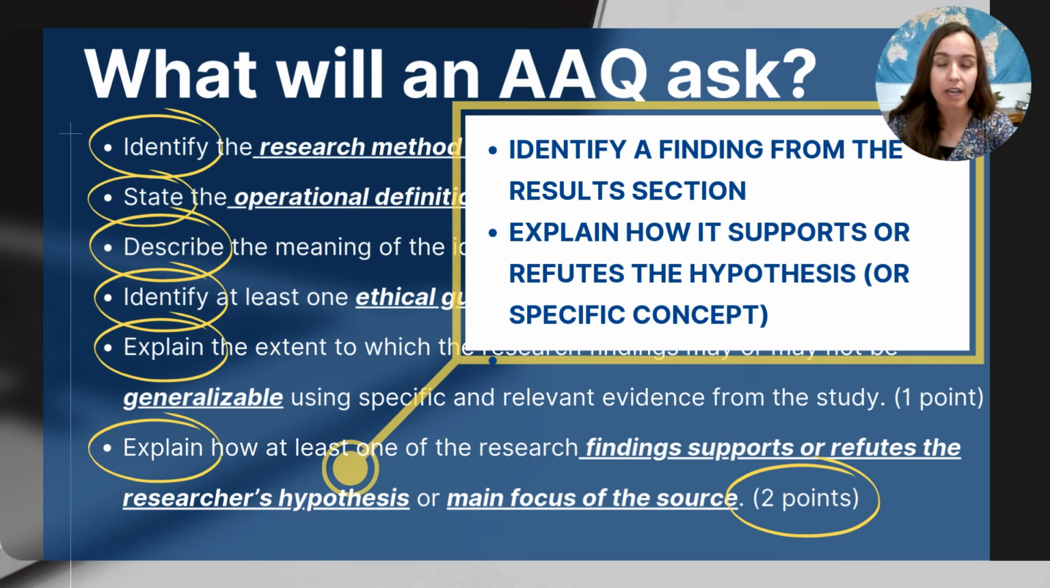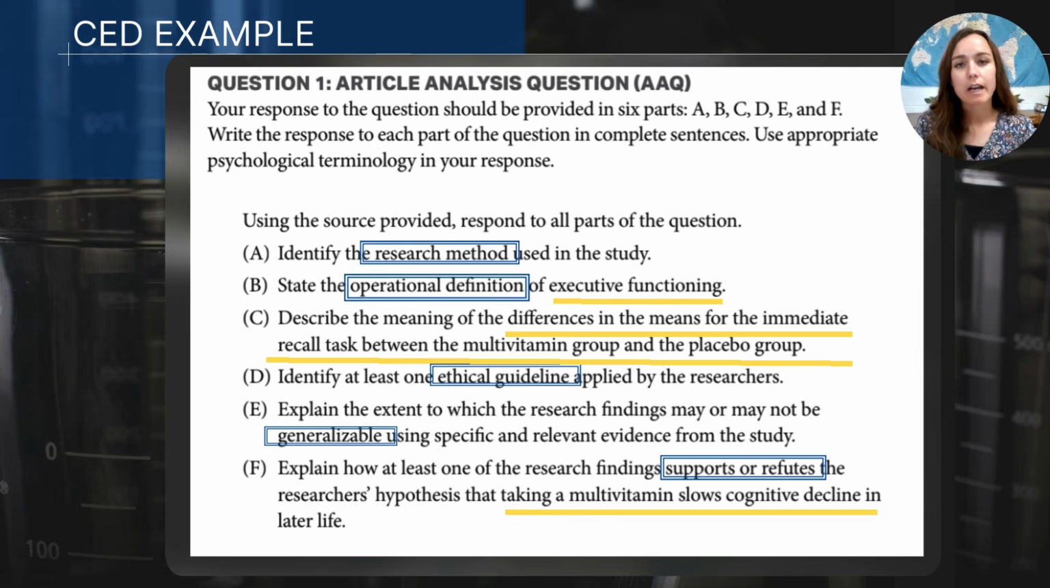Now, this part of the AAQ is worth 2 points. And notice that the task verb is to explain. So not only will you need to state the results and share what the results mean, but whether or not it supports or refutes the prediction or the hypothesis, or how it relates to a particular psychology concept. Now, these are the 6 tasks you'll be asked to respond to in an article analysis question. Now let's work through the sample AAQ that's presented in the CED for students and teachers to prepare with.